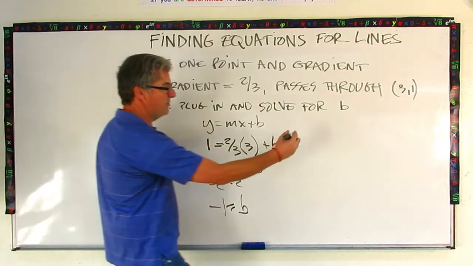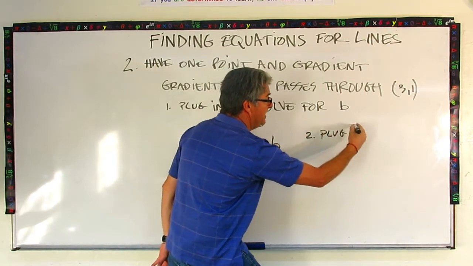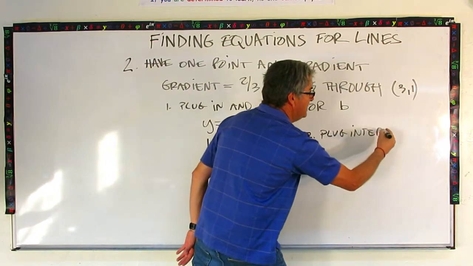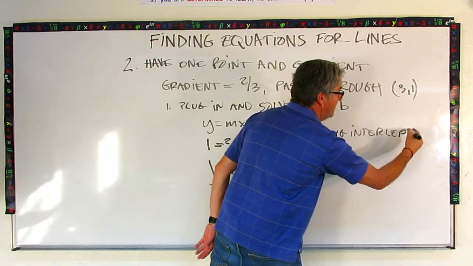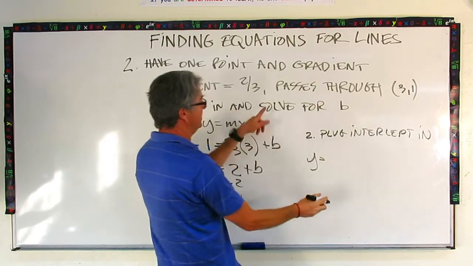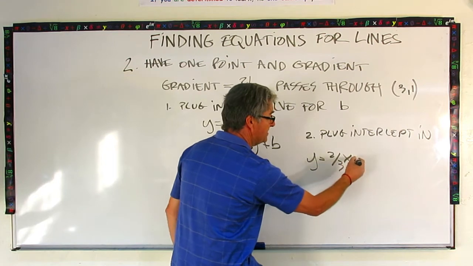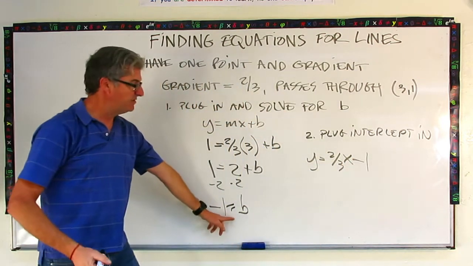So the second step here, I'm going to squeeze it in over there, is plug intercept in. So now I have y equals, here's my slope, 2/3. I'm going to go back to just showing x and then minus 1 for my intercept.